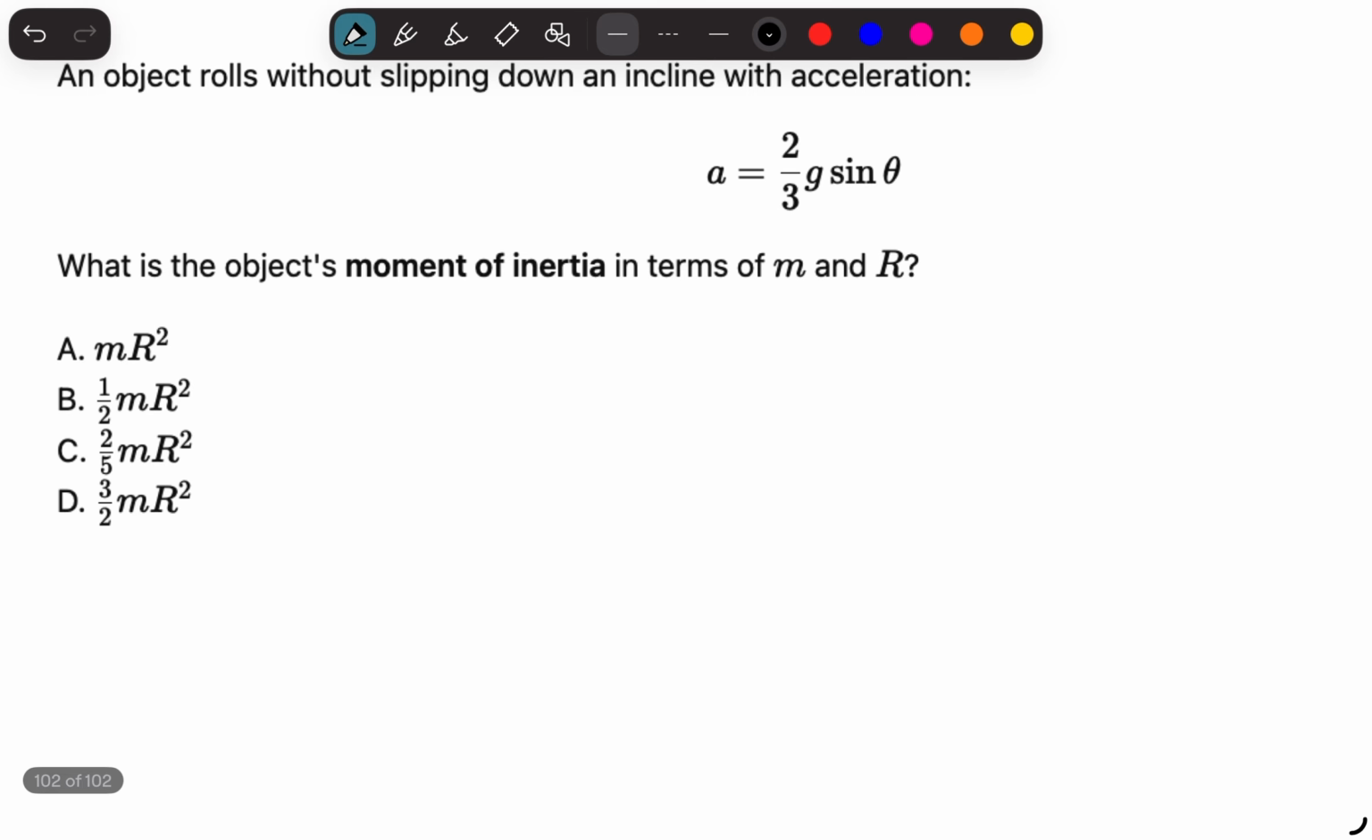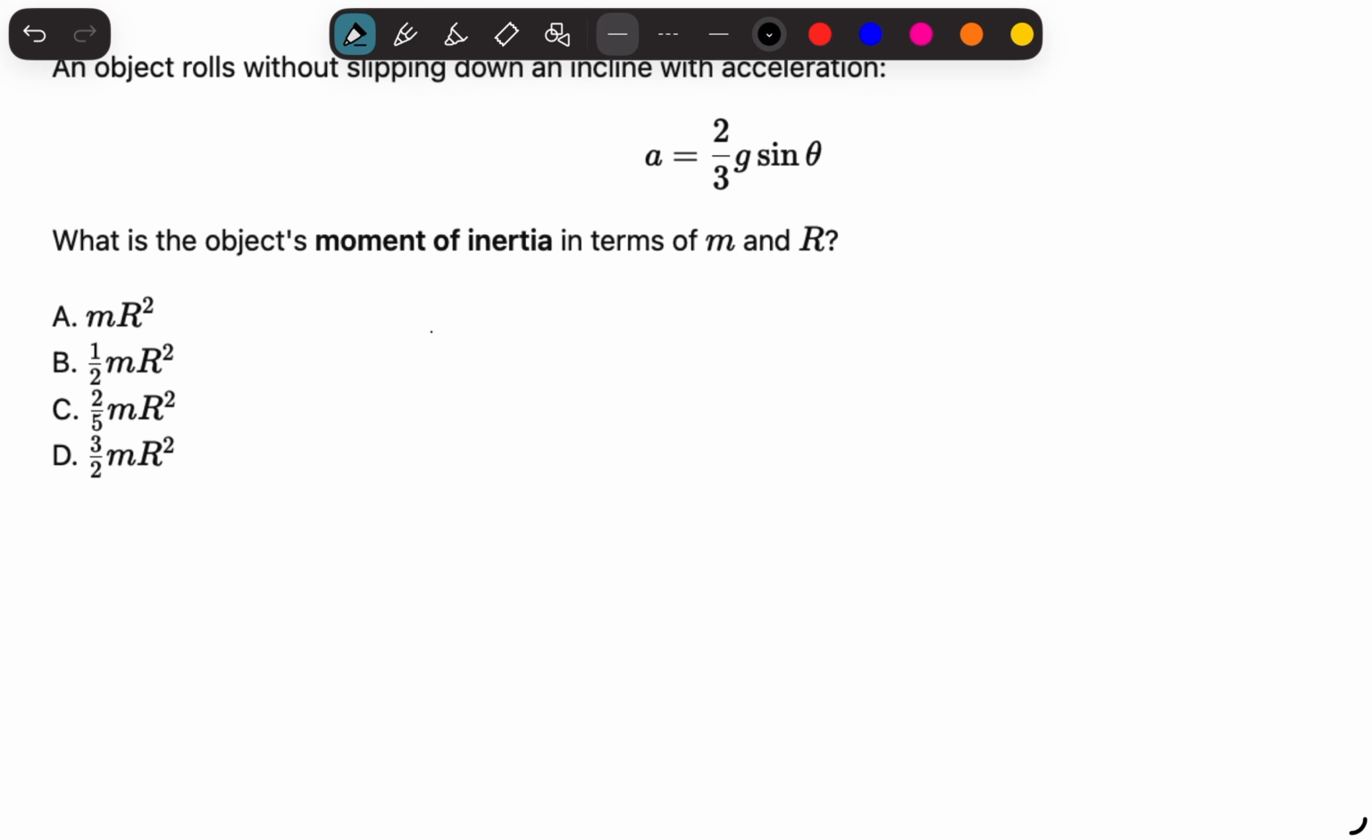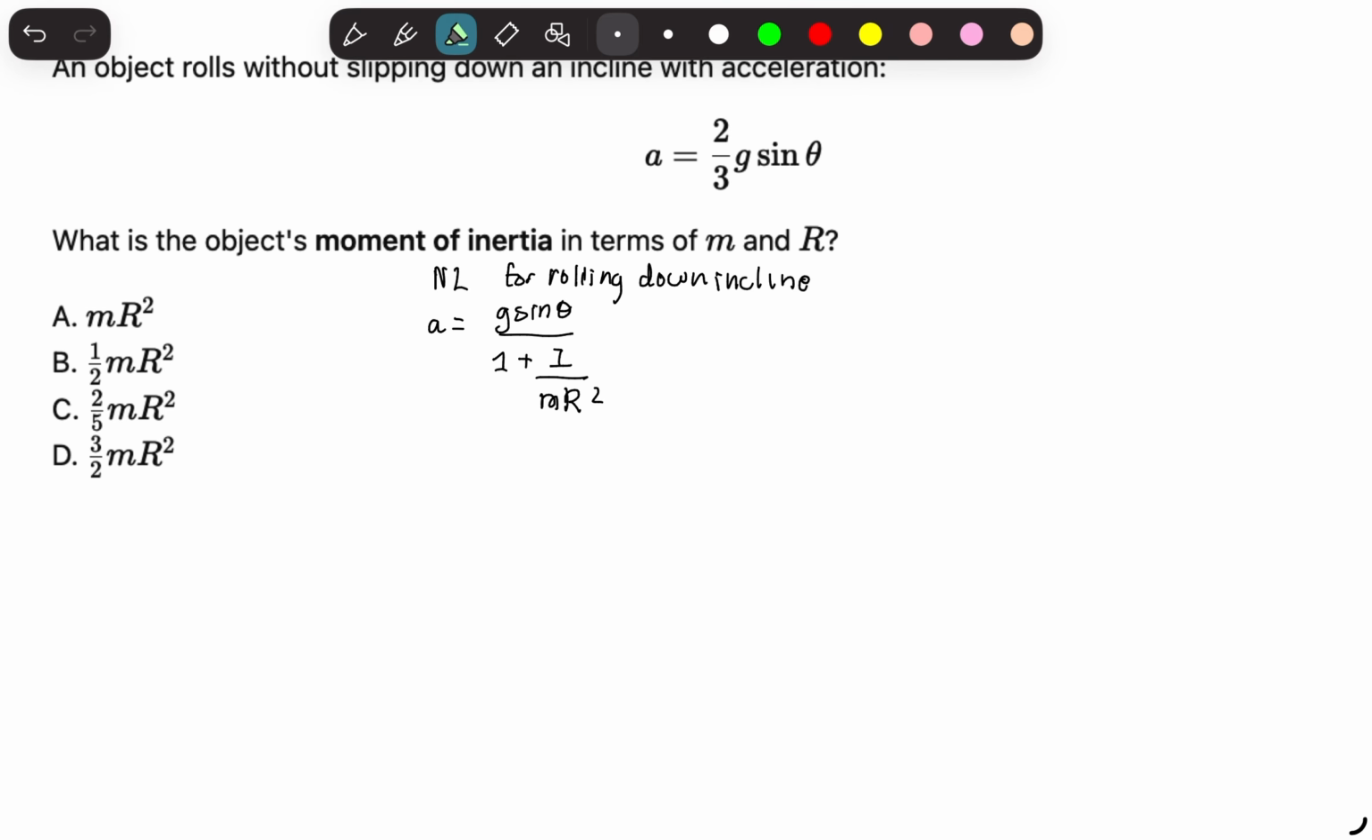An object rolls without slipping down an incline with acceleration a is equal to 2/3 g sine of theta. What is the object's moment of inertia in terms of m and r? So we're going to use our formula that we derived earlier, which is a is equal to g sine of theta over 1 plus I over mr squared. This is Newton's law for when you are rolling down an incline. A is equal to 2/3 g sine of theta, which we have up here.